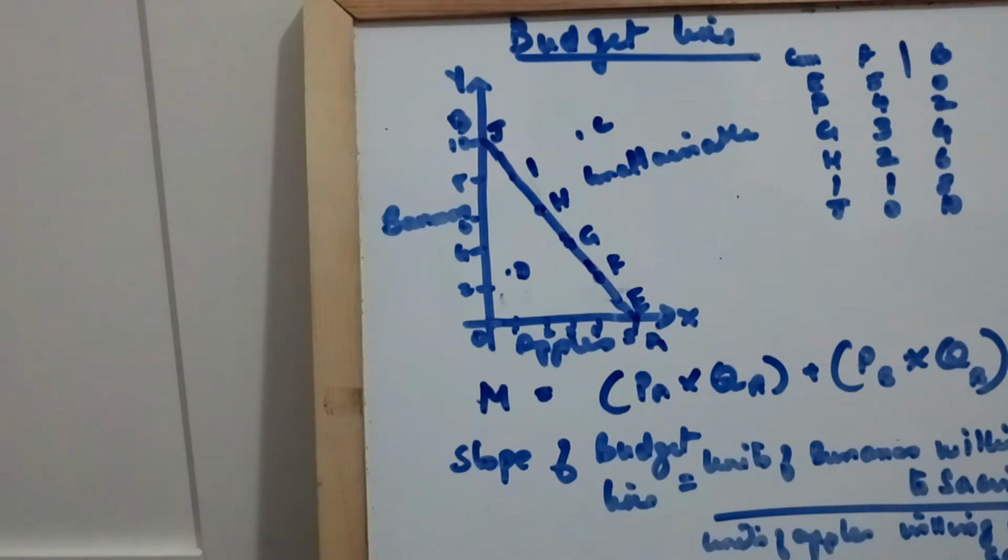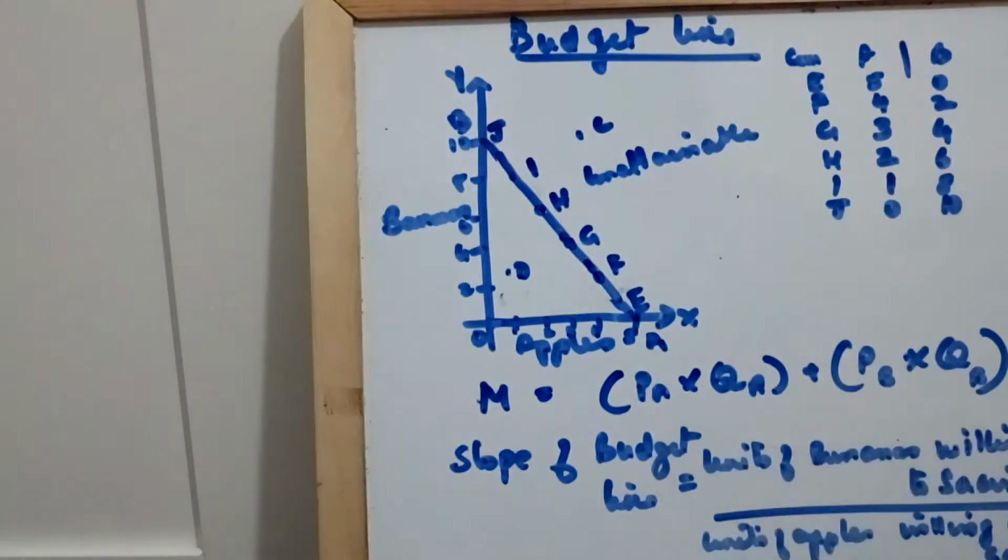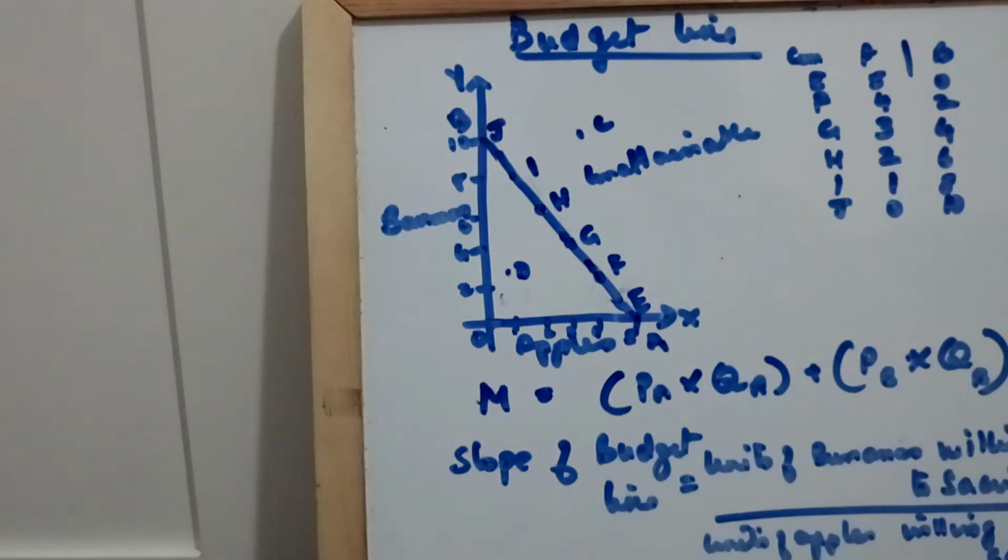So when all these combinations are represented graphically, you find a downward sloping straight line. That line is known as the budget line. It is also known as the price line. So the budget set is the set of all possible combinations of two goods which a consumer can afford given his income and prices in the market.